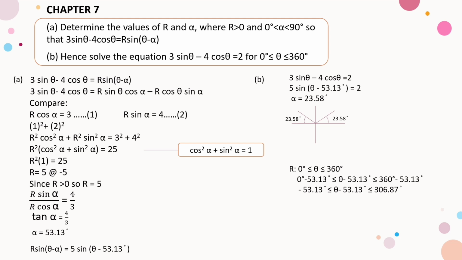So we have to change the range because the equation given is theta minus 53.13 degrees. So we minus 53.13 degrees. After that, we have two answers. One is 23.58 degrees and another one is 180 degrees minus 23.58 degrees. So both answers with plus 53.13 degrees. So the final answer is 76.71 degrees and 209.55 degrees.